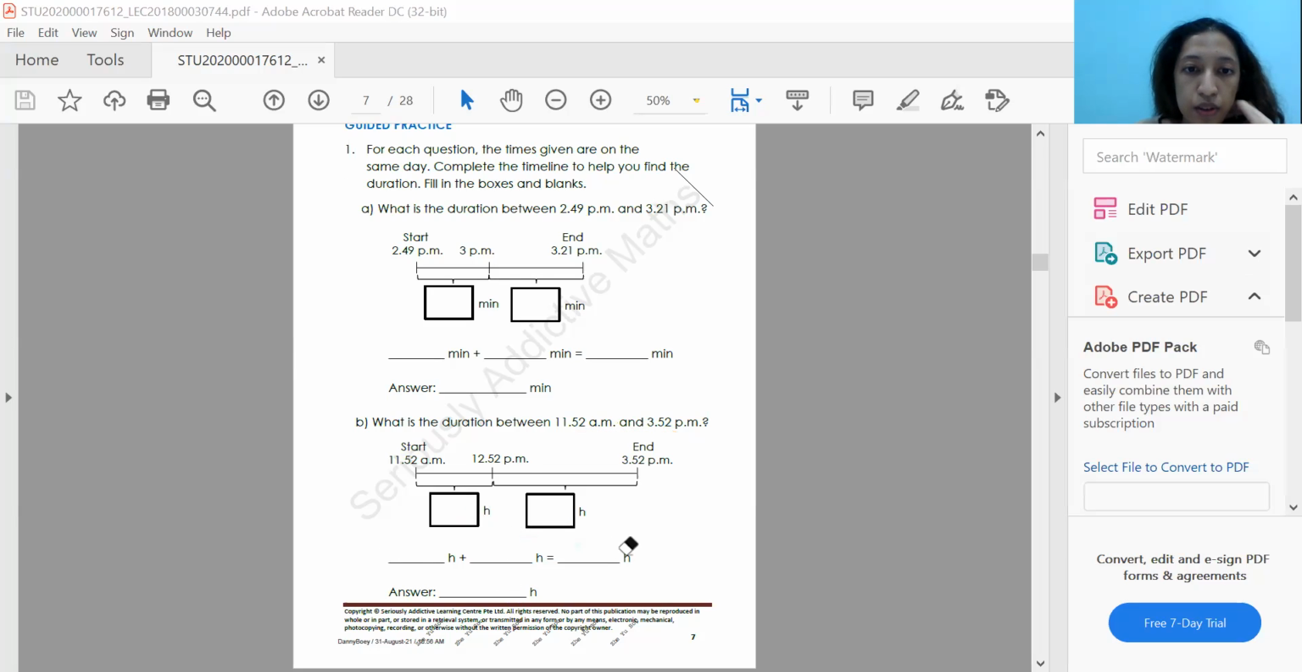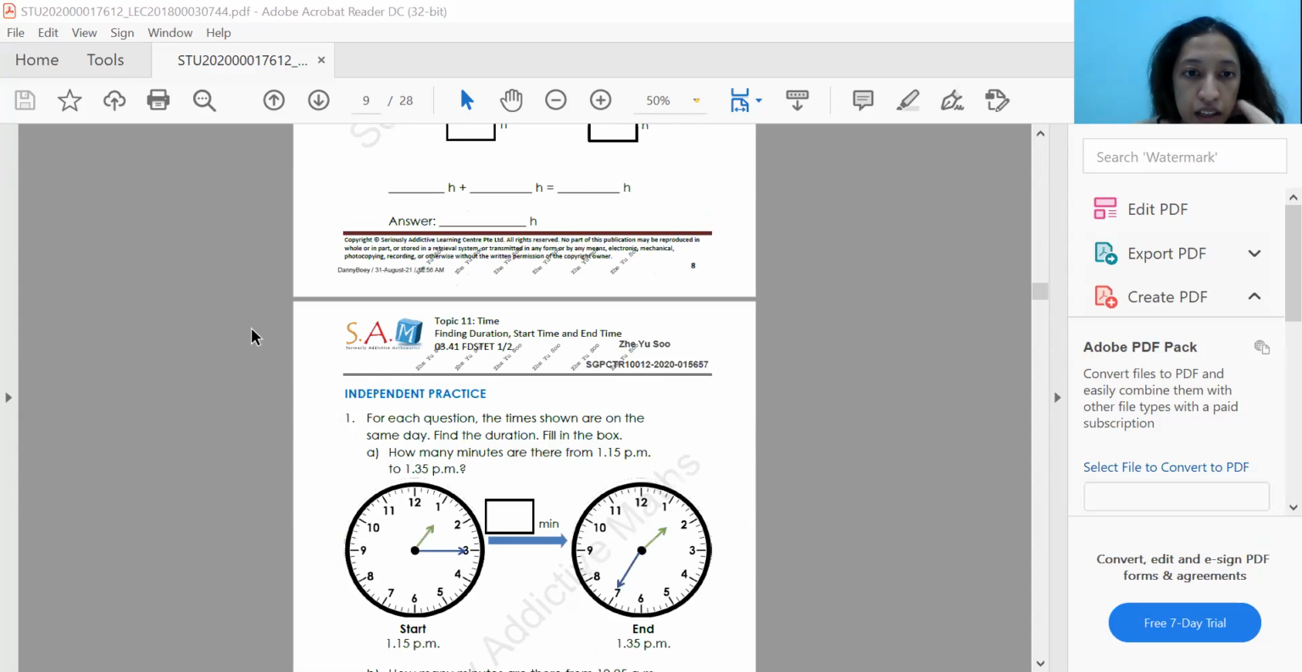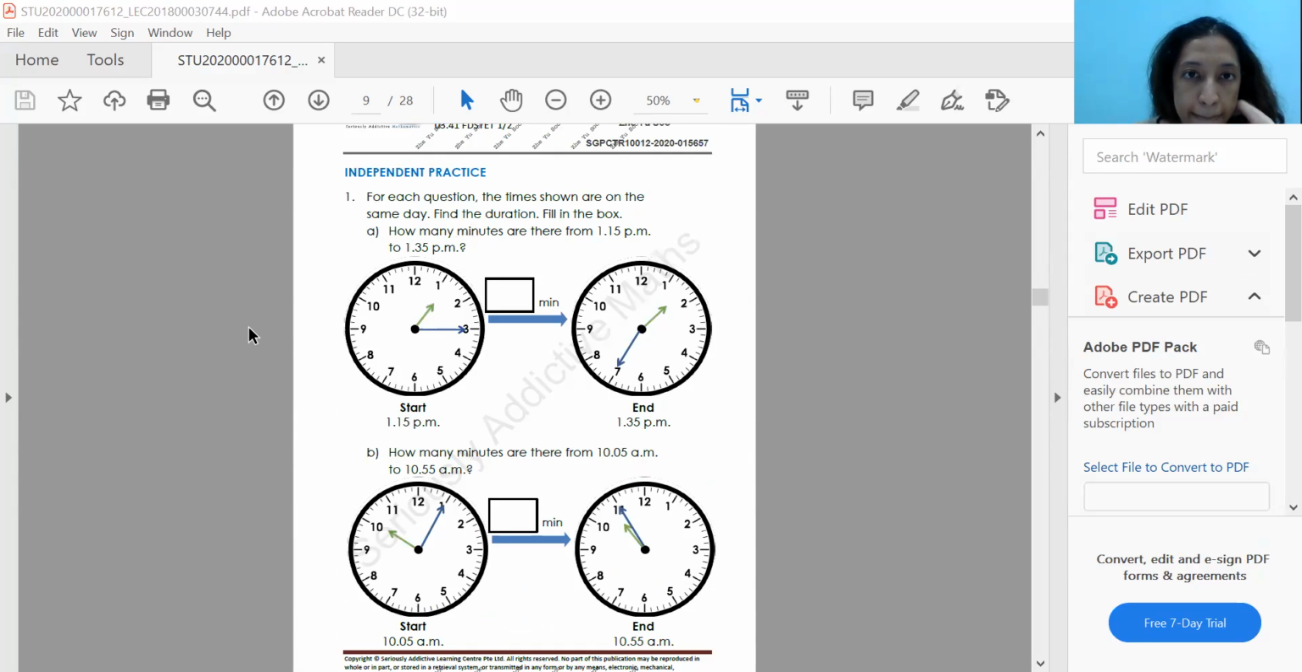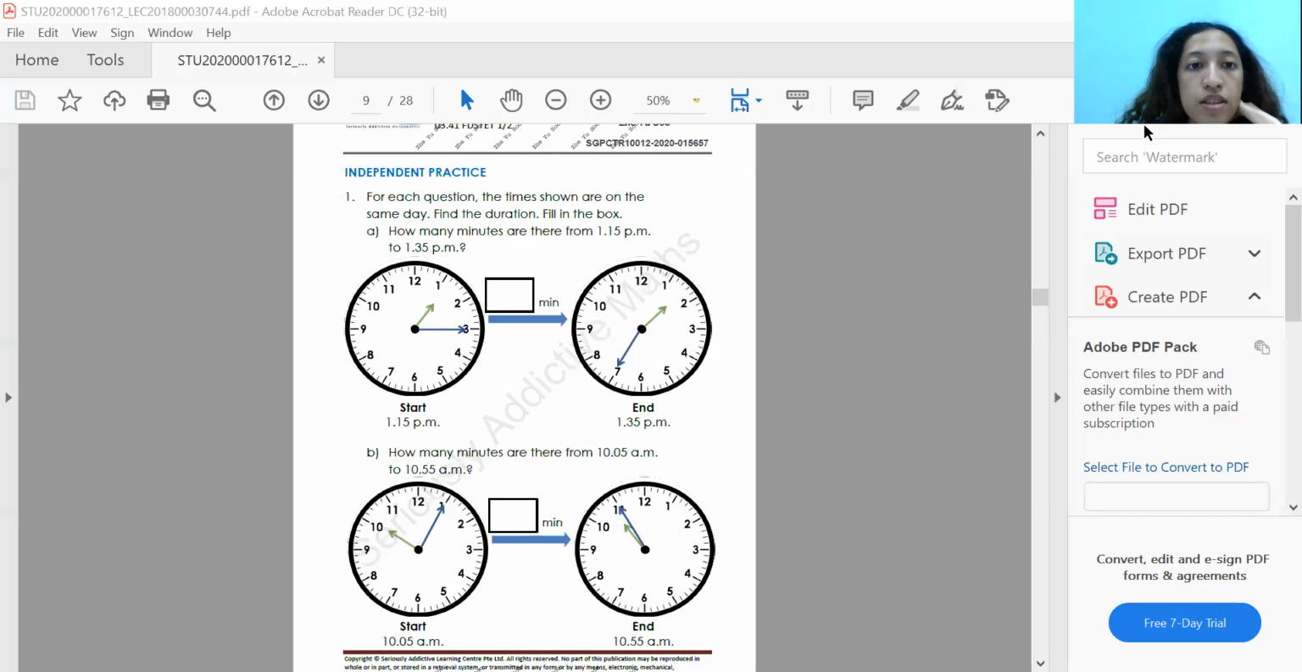Okay. So now that's that. I would like all of you to pause on this page over here and attempt this question. Okay, let me go through now. So for each question, the times shown are on the same day. Find the duration, fill in the box. So how many minutes are there from 1:15 to 1:35?